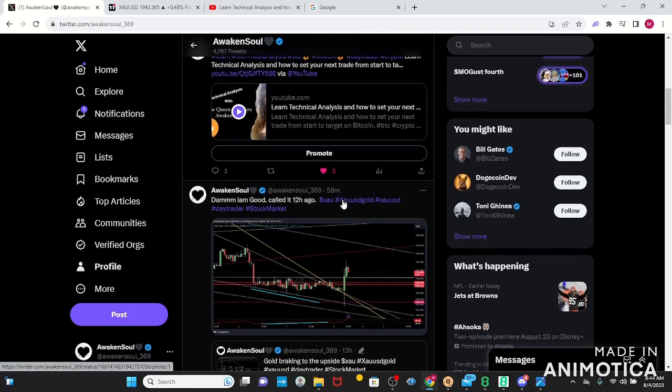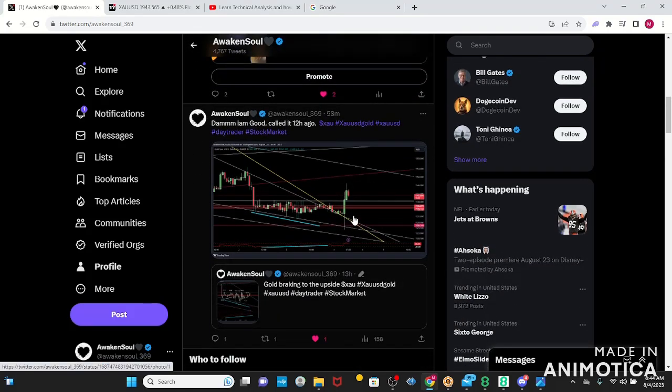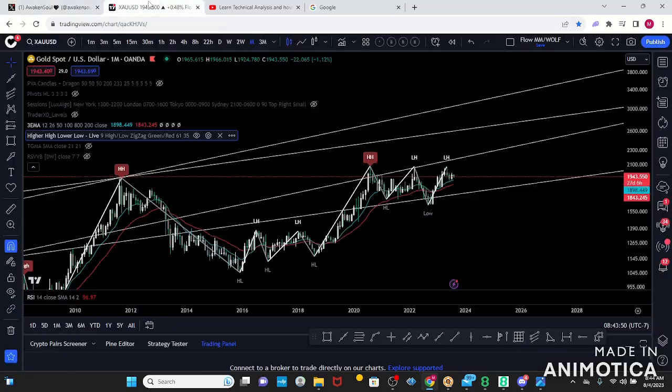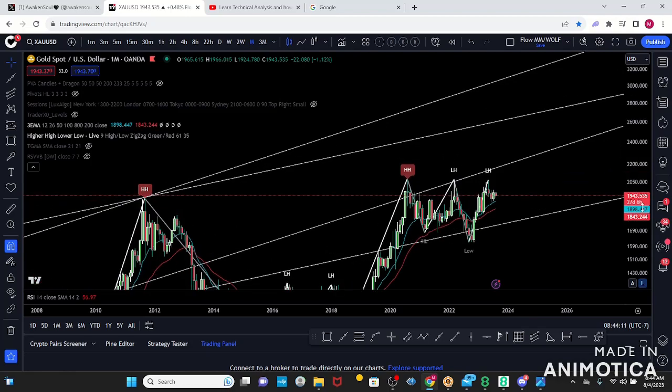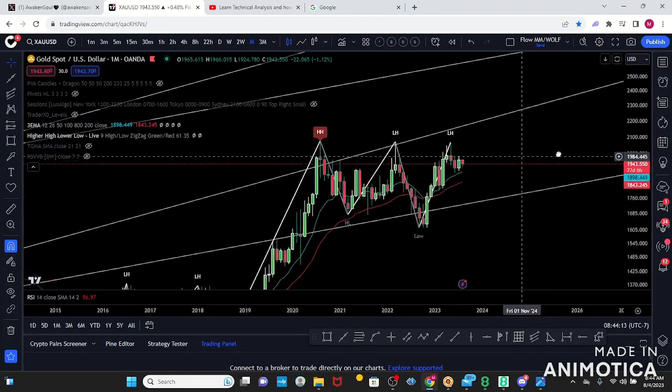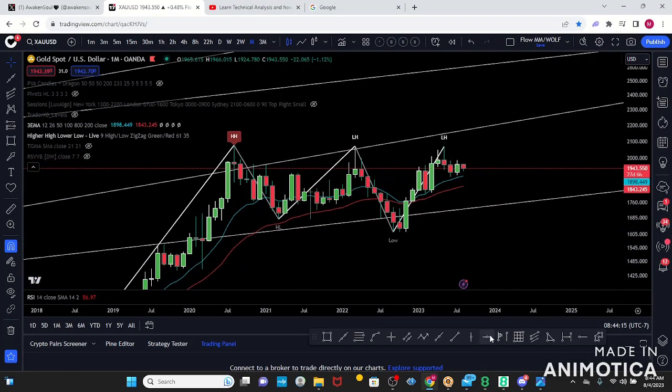And I called this move 12 hours ago, the gold pump. So it's really cool. I'm really good at it. But anyway, I gotta cheer myself on. We all know how hard technical analysis is.